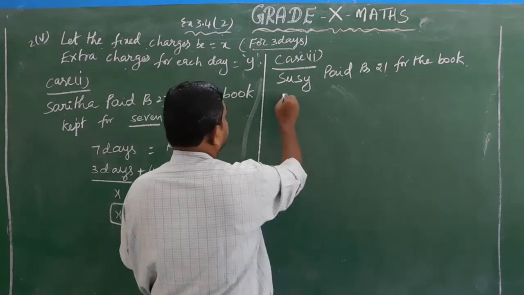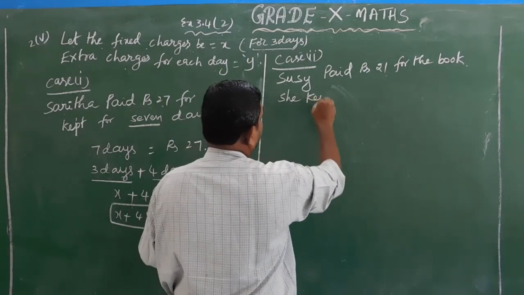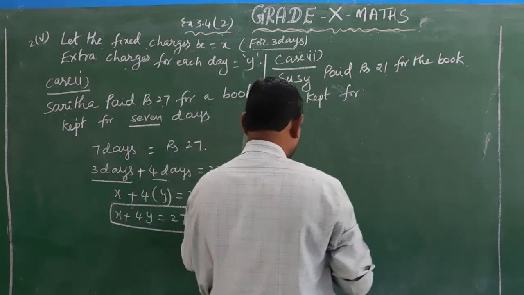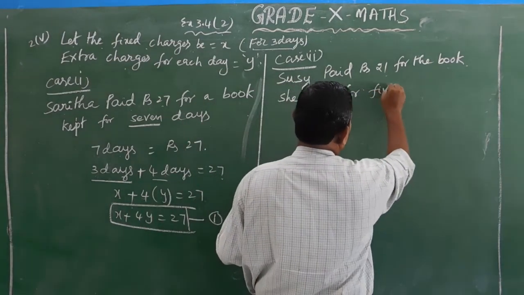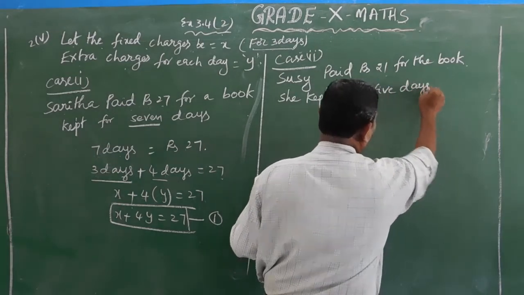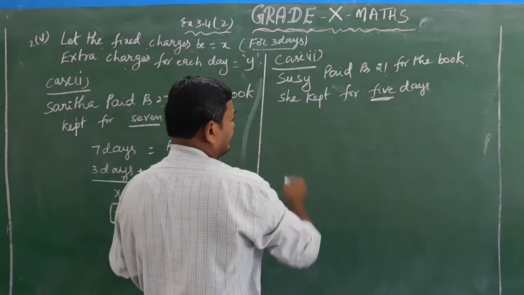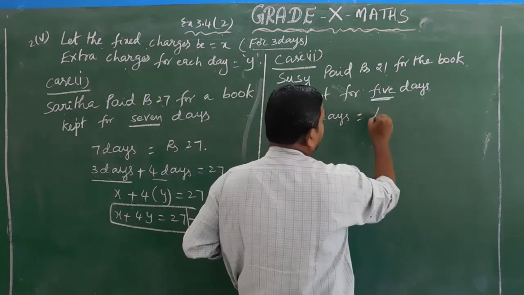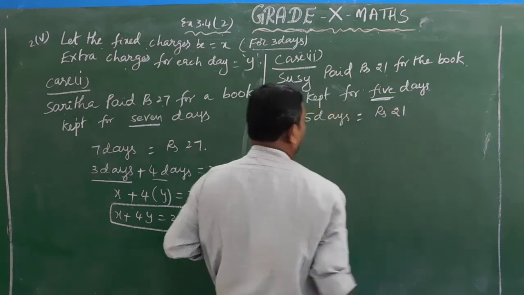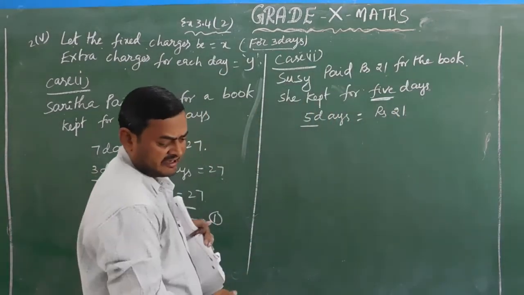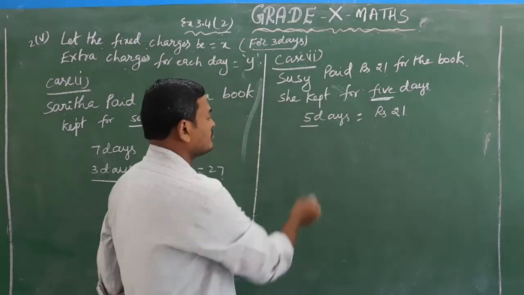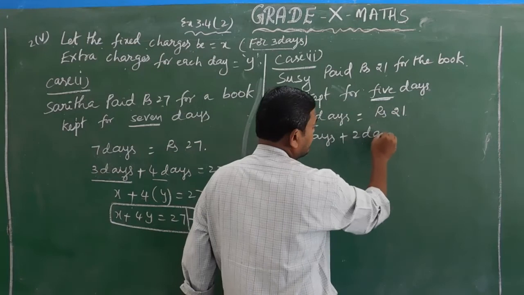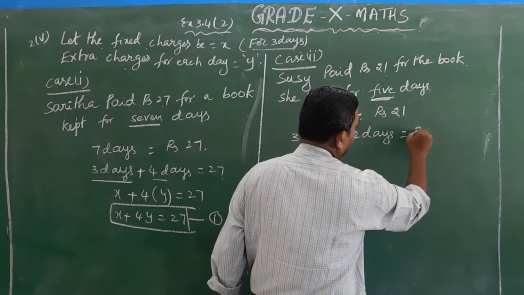She kept it for 5 days. She kept it for how many days? 5 days. So for 5 days, how much did she pay? Rupees 21. So how can we split these 5 days? 3 days and 2 days. For 3 days, one charge, plus for 2 days, another charge, equal to 21.